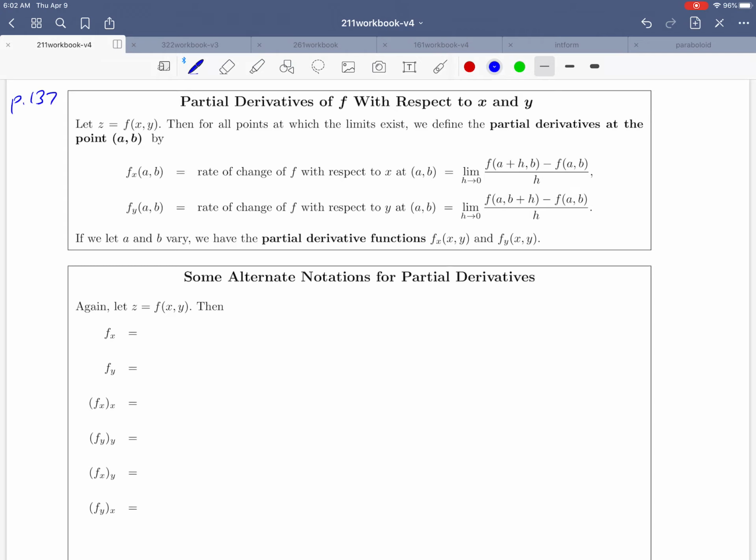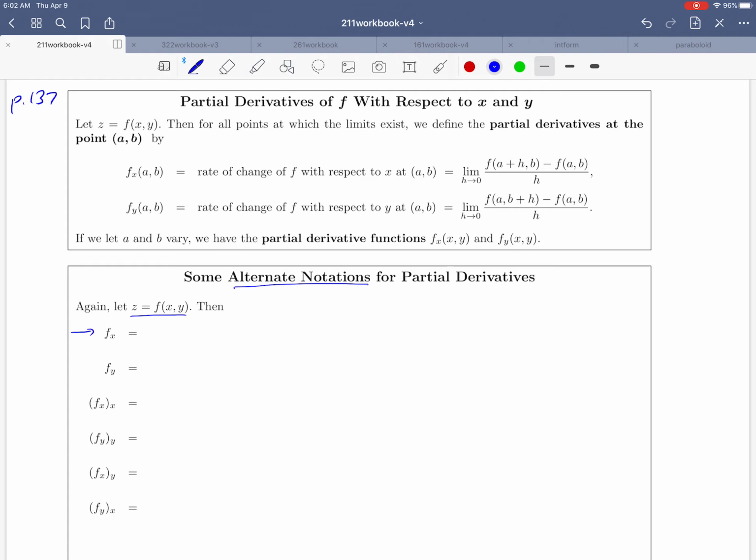And on this page we're going to be talking about some alternate notations for partial derivatives. We'd like to get started calculating these, and it's going to be convenient to have some alternate ways of writing them down. Okay, so we'll start ourselves off here with a function of two variables, z equals f of x and y, and we'll start with the first row of this table here, fx.